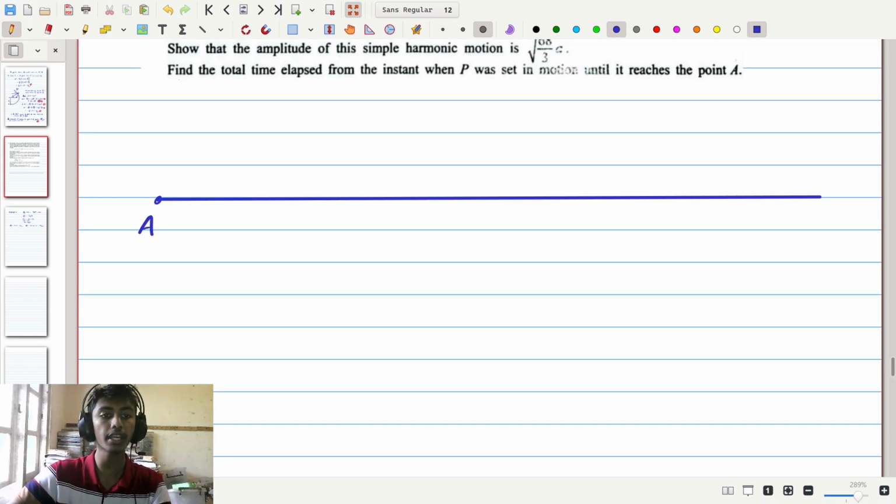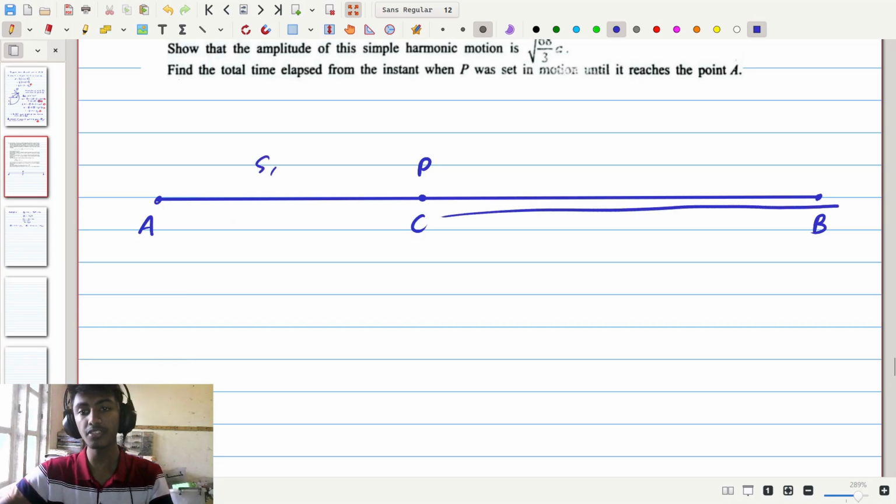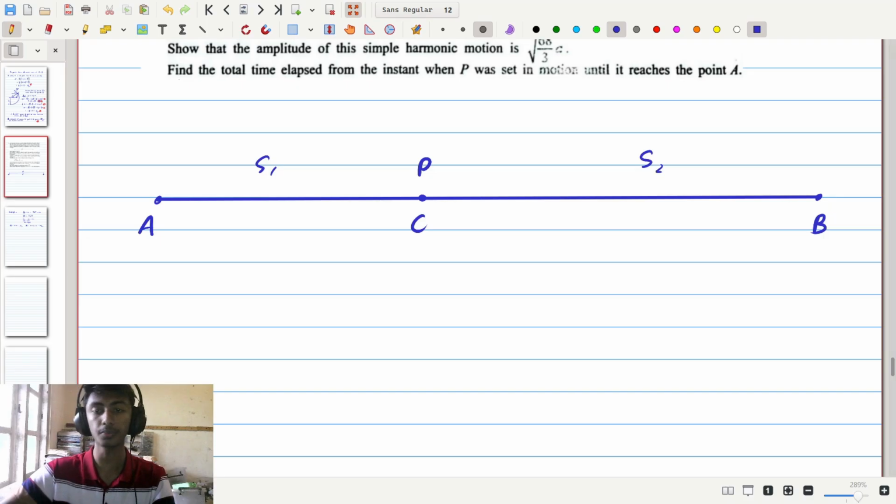So if the point A is over here and the point B is over here, and let's suppose the point C with the particle P is somewhere over here, then the length AC is going to be the total length of the string S1, and the length BC is going to be the total length of the string S2. Now, since the natural length of the string S1 is 2a and S2 is 4a, any extension beyond that is going to be the only thing contributing to tension.